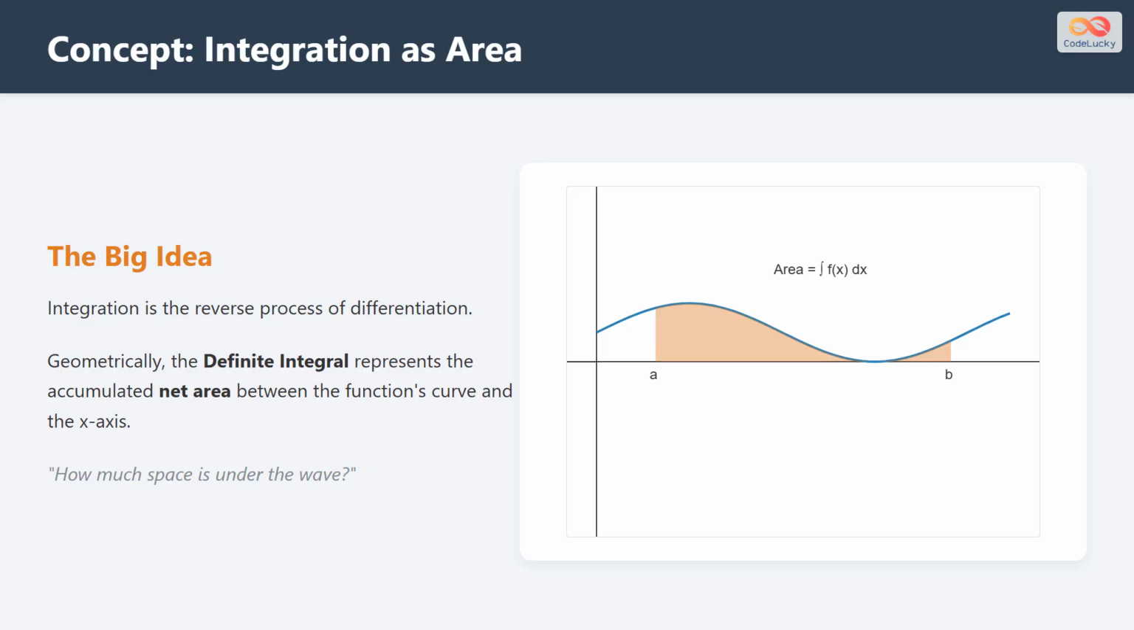First, let's understand what integration actually means geometrically. When we calculate a definite integral, we are essentially finding the net area between the function's curve and the horizontal axis. Think of it as calculating how much space is trapped underneath a wave.